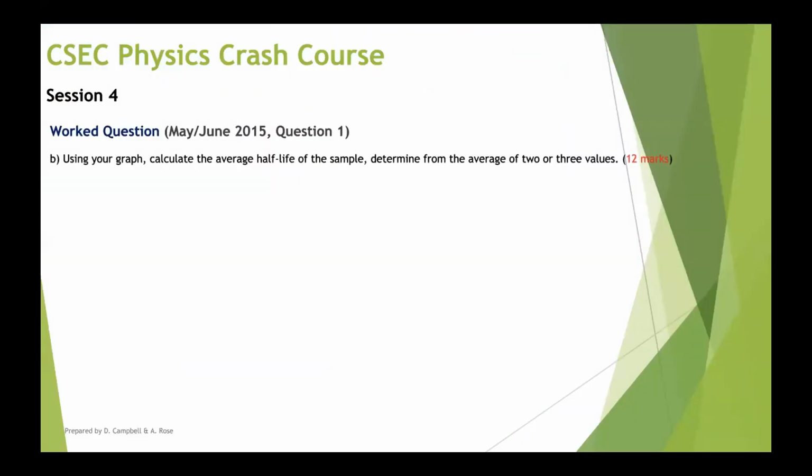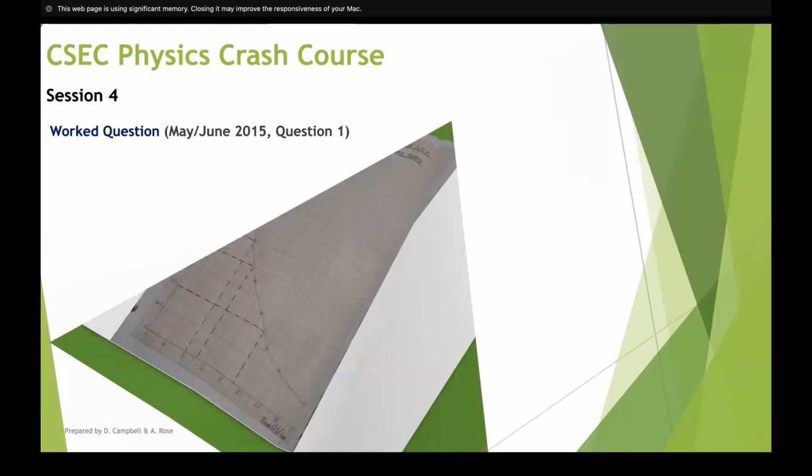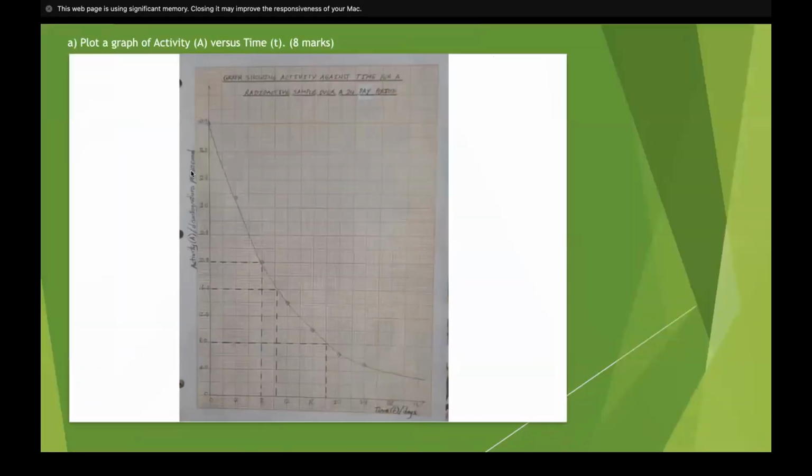So it says to use your graph to calculate the average half-life of the sample, and you're supposed to determine it from the average of 2 or 3 values. All right? So notice that from the graph, starting off at an activity of 40 disintegrations per second, the time at which the activity is 40 is 0, and then half of 40 is 20. The time it takes to get to 20 disintegrations per second is 8 days. So that would be 1 half-life.